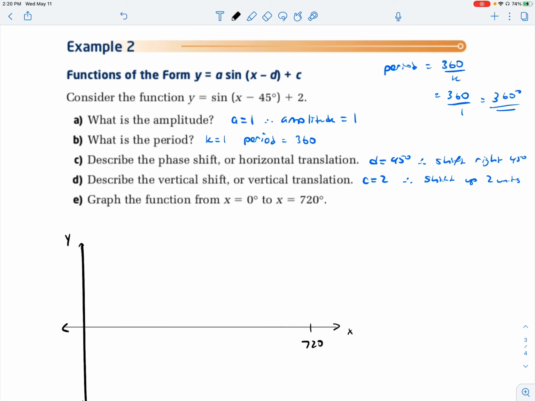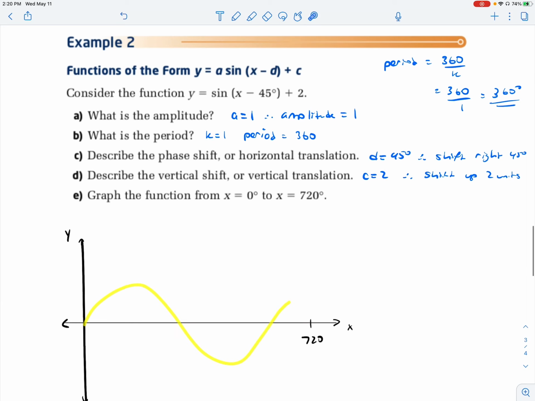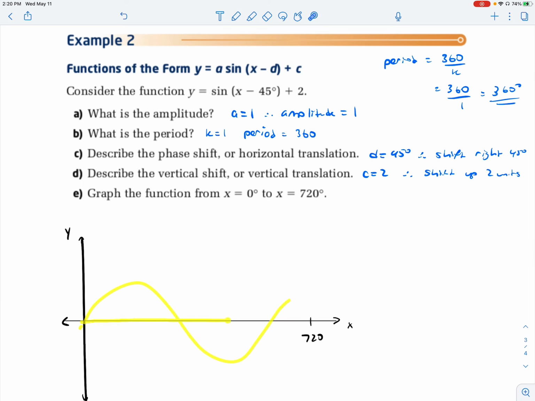I think a nice way to do these graphs is I always start with the shift first, the value of C, because that's going to act as the middle of my graph. If you remember, sine looks like this, and there's that middle line that goes through. I call it the center line. When we have a vertical shift, that center line moves up. So I usually start to draw that.